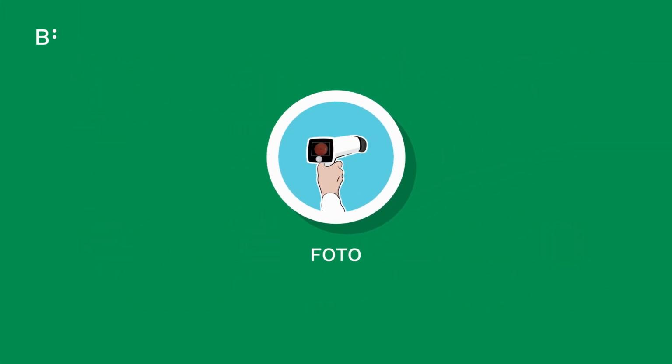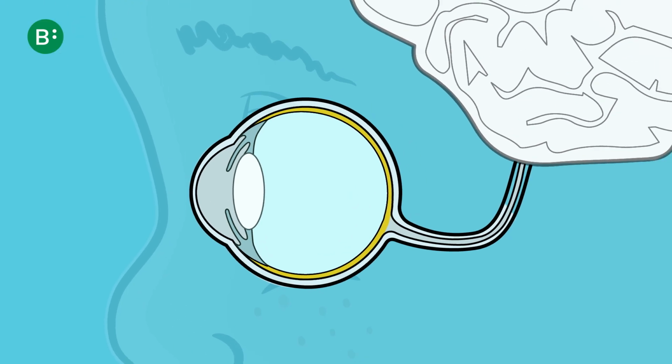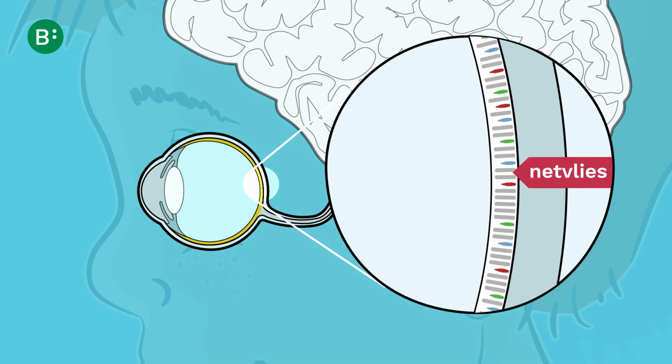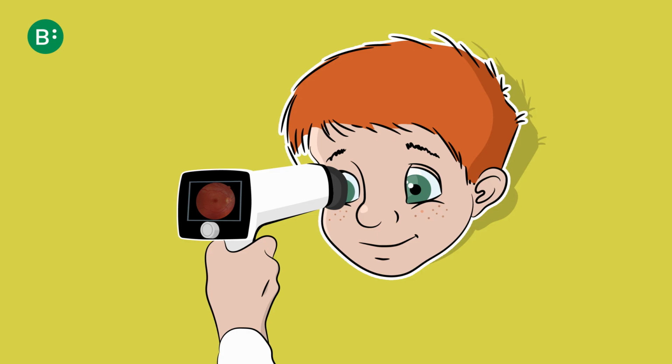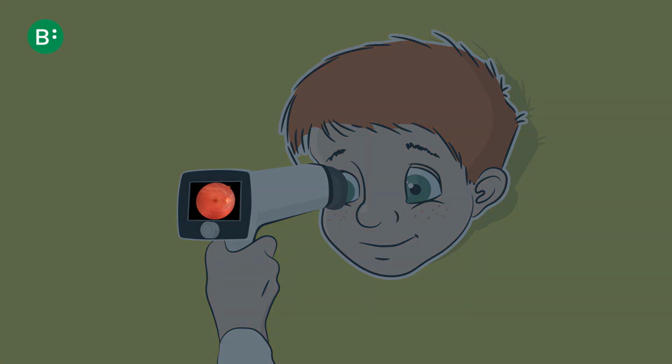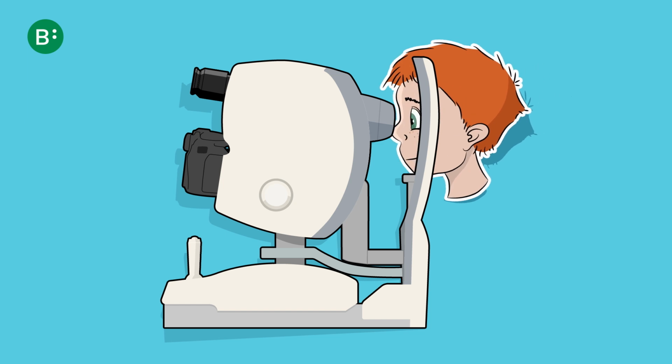Handheld photo. Compare the eye to a circular room that has wallpapered walls. The wallpaper is called the retina. Through the opening in the front part of the eye, the pupil, we can take a good picture of the retina. This test is best performed in a slightly darkened room. We also perform the test using different equipment, including a chin rest.